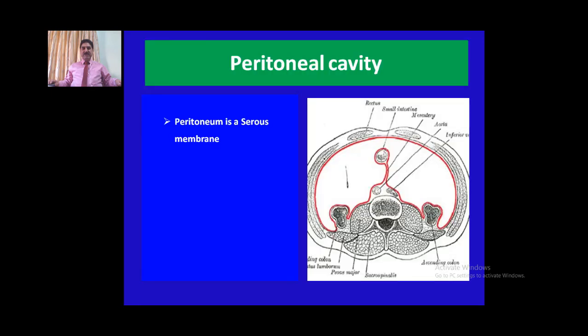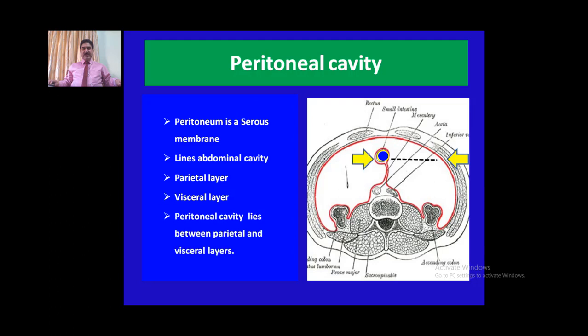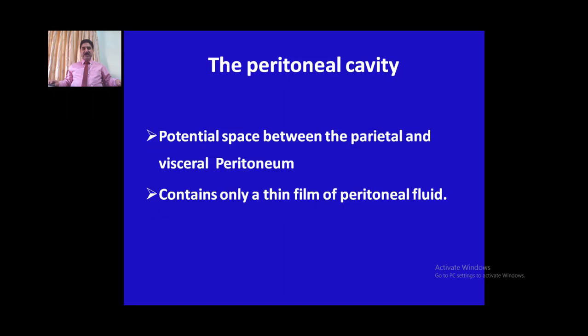Peritoneum is a serous membrane that lines abdominal cavity. It has parietal layer and a visceral layer. Parietal layer lines the body wall, whereas the visceral layer lines the abdominal viscera. Peritoneal cavity lies between parietal and visceral layers of the peritoneum. It is open in females but a closed cavity in males.